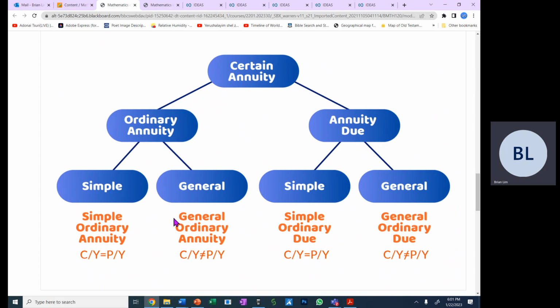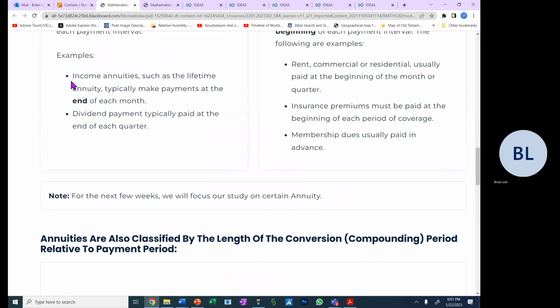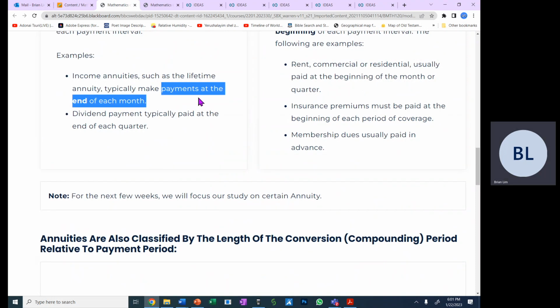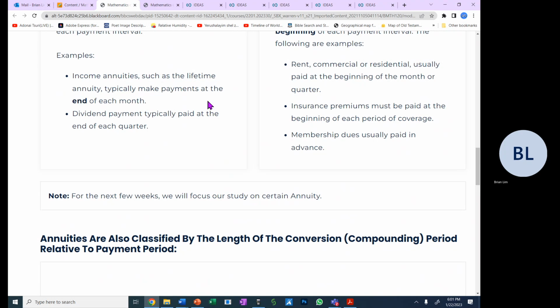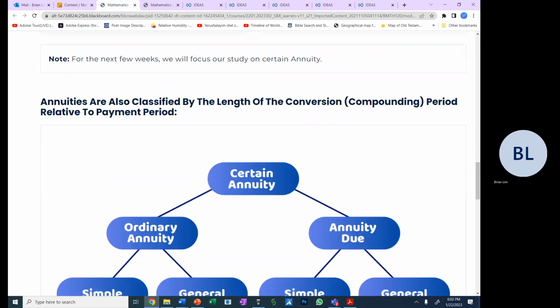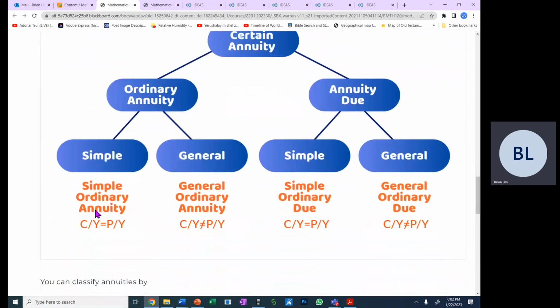Now what is happening here? These ones over here, you see up here, you saw a payment at the end of each month. Okay, payment at the end of each month, so those ones are these around here. So you have an ordinary simple or simple ordinary, and that is where the compounding frequency is the same as the payment frequency.